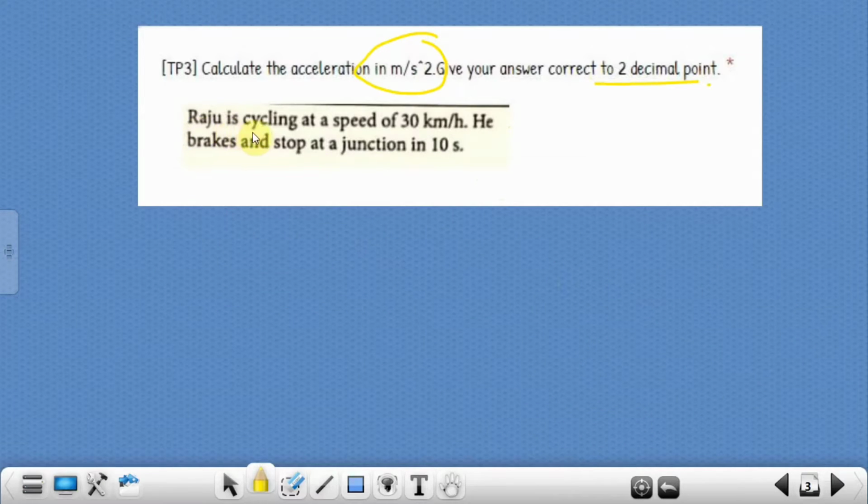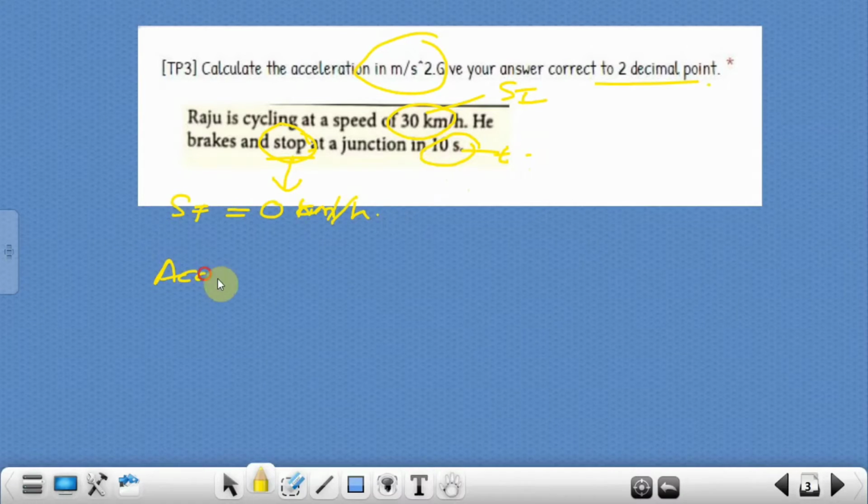Next, Raju is cycling at a speed of 30 km per hour. He brakes and stops at a junction in 10 seconds. So first of all, find out what is 30 km per hour. This is the initial speed, and he braked and stopped. Stop means that the speed is 0 kilometer per hour. So this will be the final speed, and this will be the time.